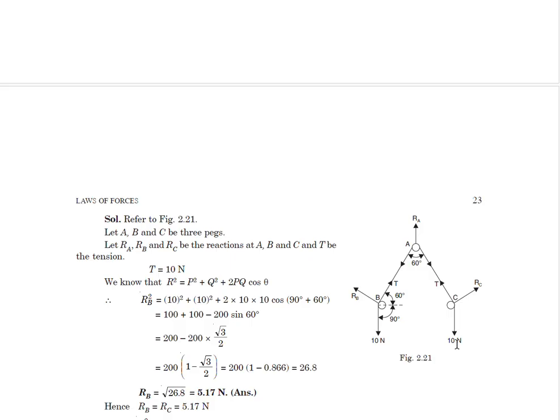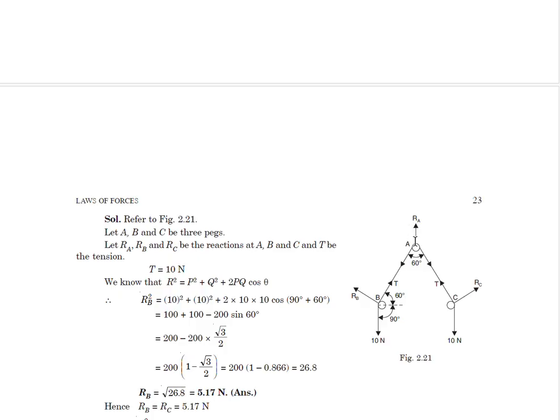Now if we apply this, the resultant at any point is given by the square root of P square plus Q square plus 2PQ cos theta, because here we are applying the parallelogram law. Okay, because you see both the forces, like for A.